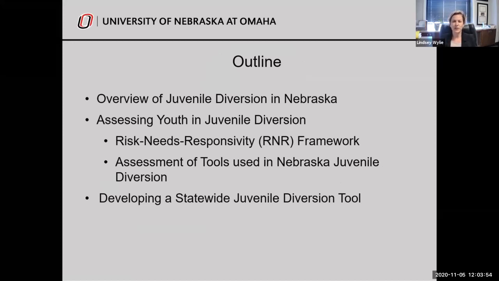I'm going to talk a little bit about juvenile diversion in Nebraska and some of the things that we have done and accomplished here in the state, a little bit about the risk needs responsivity framework and assessment tools currently being used in juvenile diversion, and an evaluation report that the Juvenile Justice Institute conducted, looking at much of your assessment data that you provided to us. And then Zach will take over and talk about the next steps and the work he's going to be doing under contract with the Crime Commission to develop a statewide juvenile diversion tool.